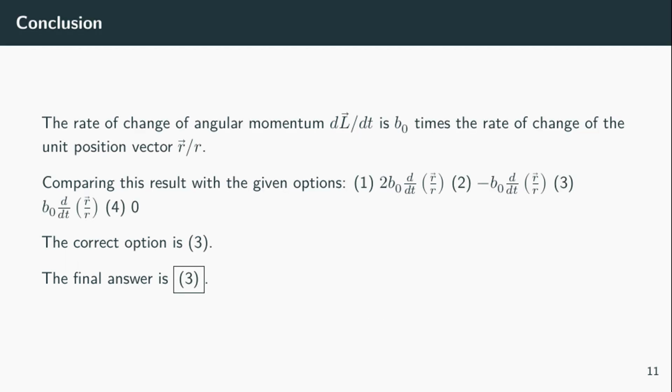In conclusion, we found that the rate of change of the angular momentum, d vector L by dt, is equal to the constant b0 multiplied by the rate of change of the unit position vector r over r. Let's compare this result with our given options. Option 1, b0 times d by dt of vector r over r. Option 2, minus b0 times d by dt of vector r over r. Option 3, b0 times d by dt of vector r over r. Option 4, 0. Our derived result matches option number 3 exactly. So the correct option is 3.